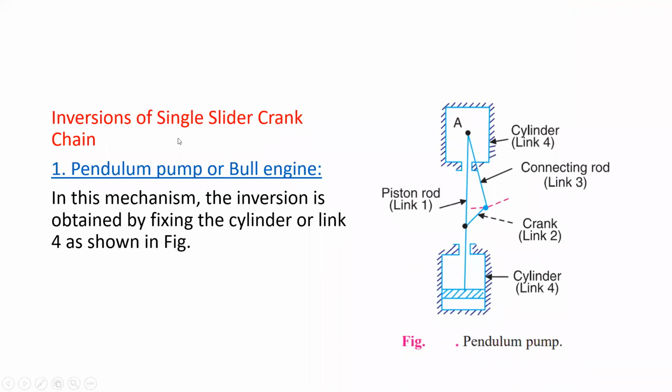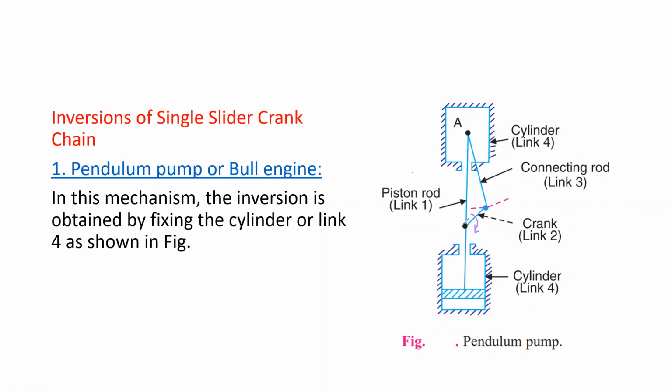So the first one is the single pendulum pump or bull engine. Okay, so in this, what is done? The same thing, that your cylinder is fixed. See, your cylinder is fixed. Now, what will happen here as this crank will rotate? This crank will rotate about this point, and you do not assume that this point is on this piston rod. Okay, there is no connection between this piston rod and this point.